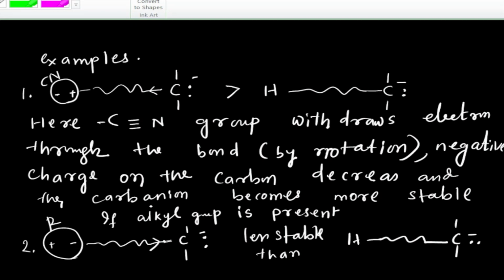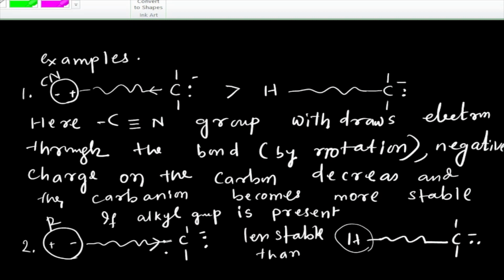If alkyl group is present, then what happens? If CN group is present, the negative charge on the carbon in the carbanion decreases, so it is more stable. If alkyl group is attached, you know what is the nature of alkyl group? Alkyl group is electron donating. It will donate electrons, pumping electrons through the wavy line towards the carbanion. So it is less stable than this. This is simply hydrogen. Here what is that? R, alkyl group. Alkyl group is electron donating. That is why it gives electrons to the carbon containing negative charge.